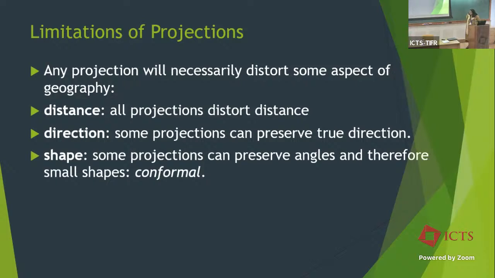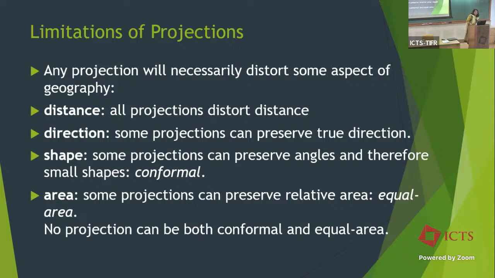Shape can also be maintained, especially smaller shapes, in some projections. Those projections that maintain shape are called conformal projections. Area can also be preserved, relative area can be preserved in some projections. Those are called equal area projections. But just remember that no projection can be both conformal and equal area. So no projection will give you correct relative area and correct shape, okay? That's not possible.